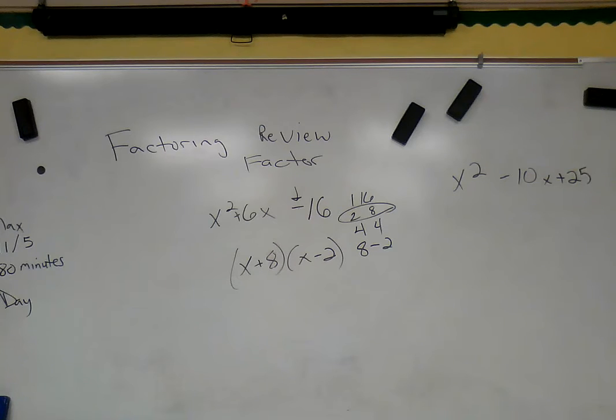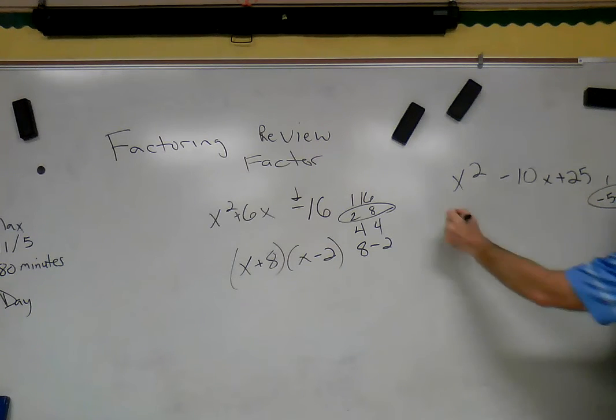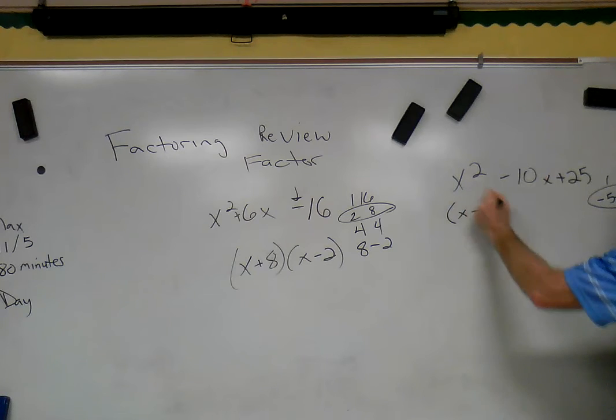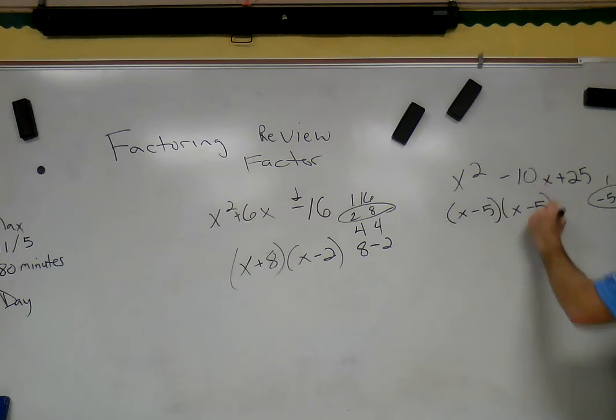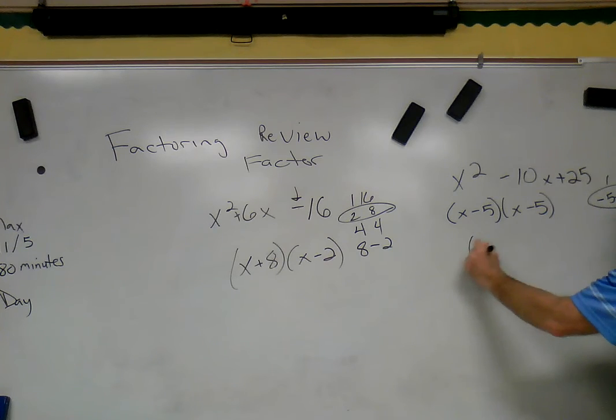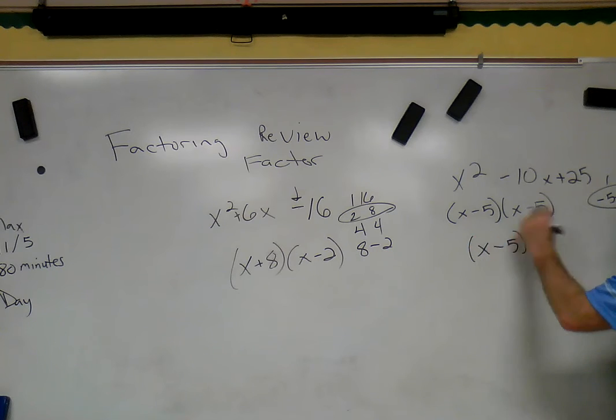And last one we'll look at, x squared minus 10x plus 25. So 1 and 25, 5 and 5. You need to add to be 10, so it's going to be 5 and 5. We need negative 10, so it's negative 5, negative 5. So x minus 5, x minus 5. But we have 2 that are the same. Should we stop there, or do we need to do one more thing? Yeah. Since they are both exactly the same and being multiplied, we need to write it as x minus 5 squared.